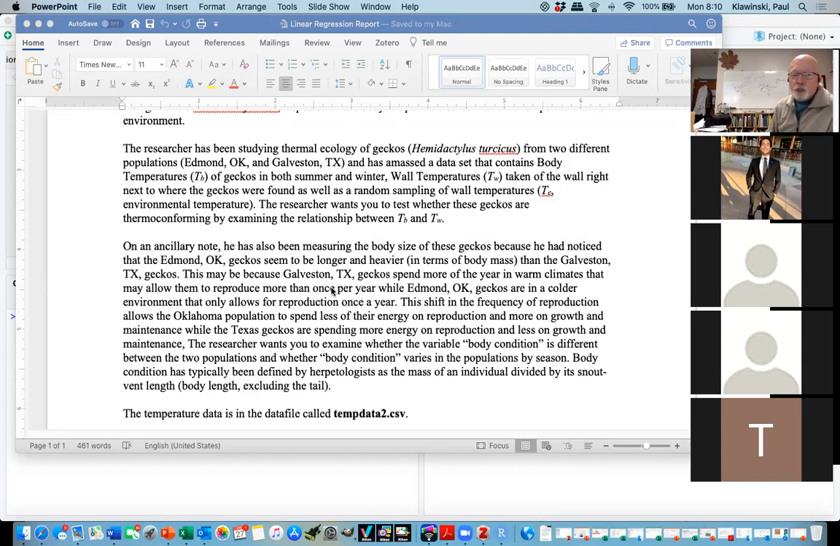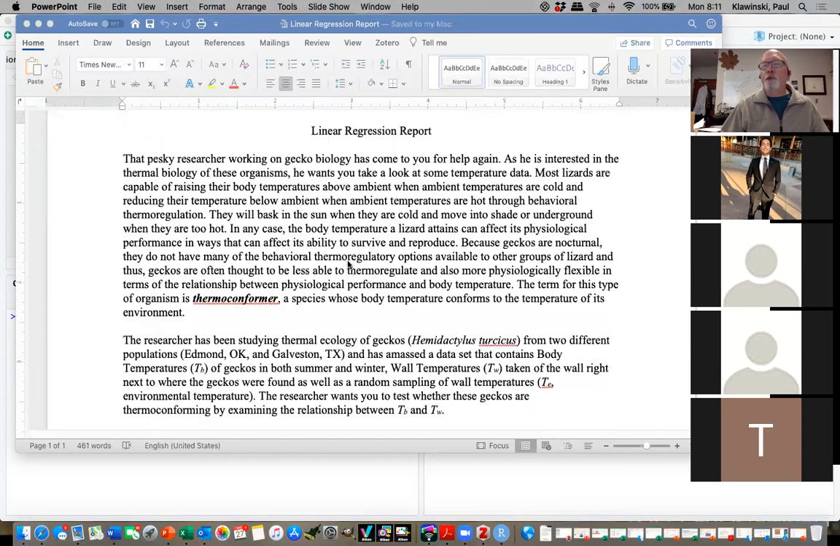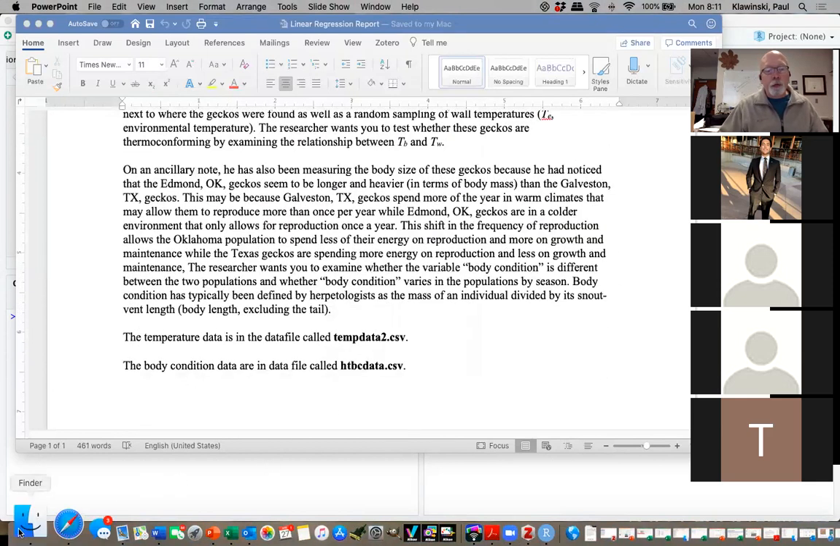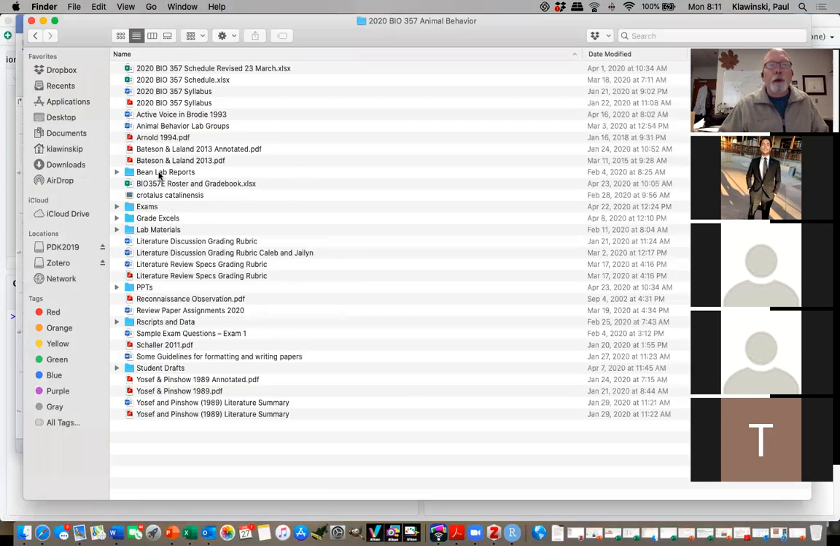And one way to do this is just to calculate the regression for the Galveston geckos, calculate the regression for the Oklahoma geckos, the regression of mass regressed onto body length, and then examine those two regressions to see if they are different. And so this is a regression assignment, and so you need to use linear regression to analyze these things. And there are two data files for you to do that.